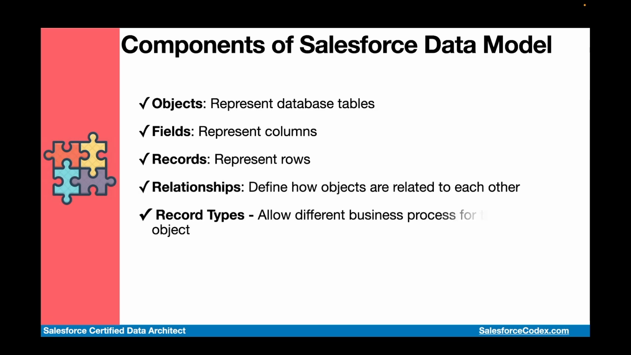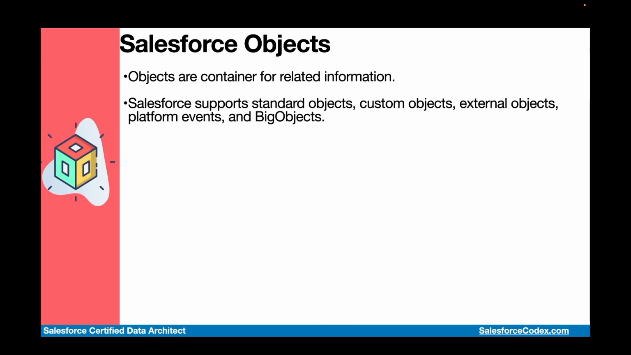Let's see what objects are. Objects are containers for related information. Like we have customer, we have opportunity, we have product. So customer will hold information related to customer, and it cannot have information related to product or other things. So it is a container for the related information. Salesforce supports different types of objects like standard objects, custom objects, external objects, platform events, and big objects.